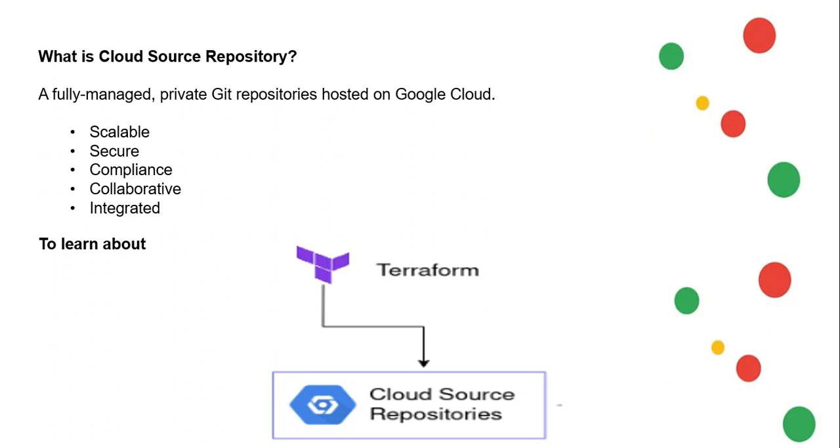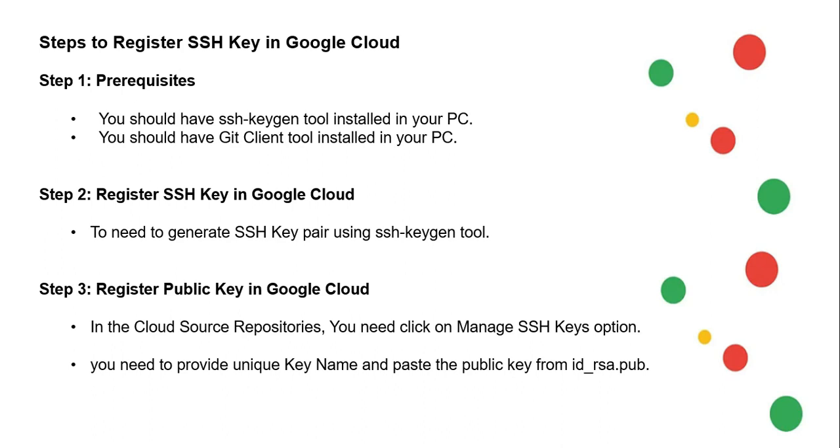To learn about using Terraform to provision the Cloud Source Repository, we will see it on the upcoming slides. Once the Cloud Source Repository is provisioned, we have to follow these steps to register the SSH key in Google Cloud. Step 1 is the prerequisites. You should have the SSH keygen tool installed on your PC. Then you have to install the Git client tool on your PC. So these prerequisites are important.